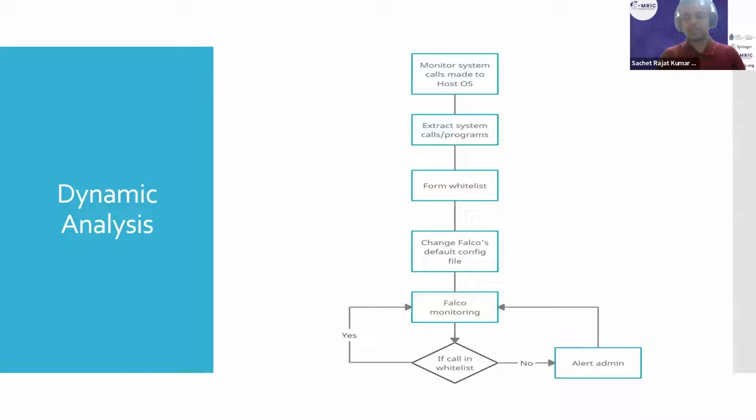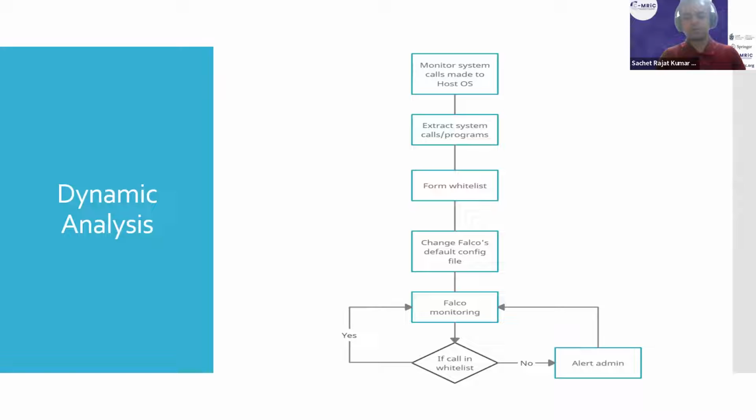We test only the functionalities that it is supposed to perform and nothing extra. This way we get a neat whitelist of what should be allowed to run in the container and nothing more. So once we have this detailed whitelist, we change Falco's default config file.